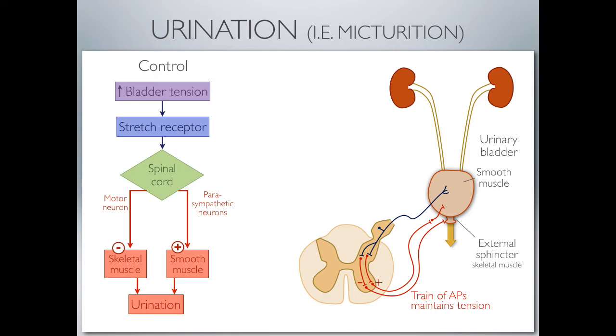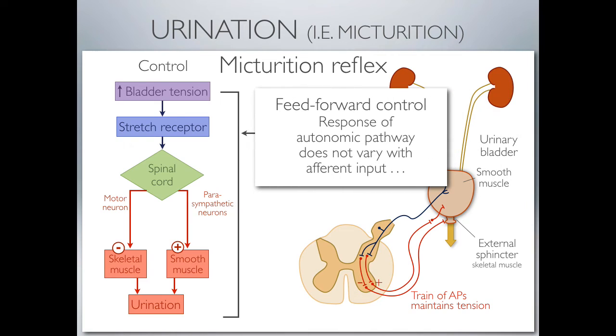Okay, again, this is initiated by a stimulus, and then all the actions just play out. So the stimulus does not feed back onto the efferent response. And so this would not be an example of negative feedback so much as it is a feed-forward situation. Okay, and this is known as the micturition reflex, and as I just said, it is a feed-forward control system where the response of the autonomic pathway and the somatic pathway does not vary with the afferent input.